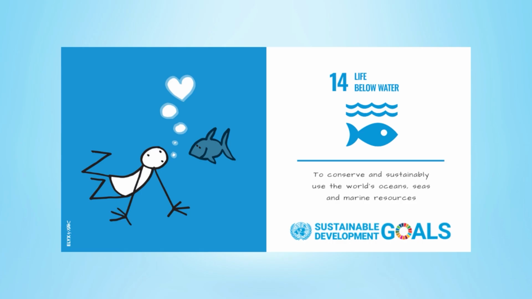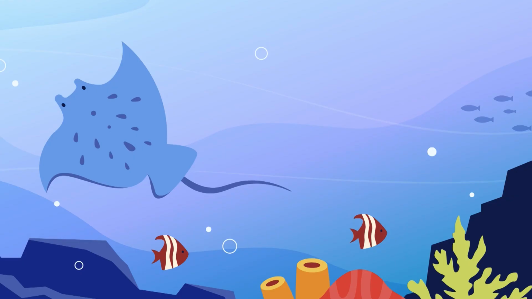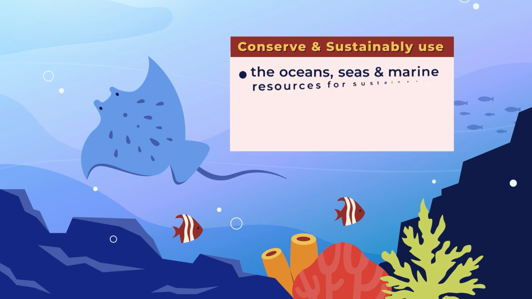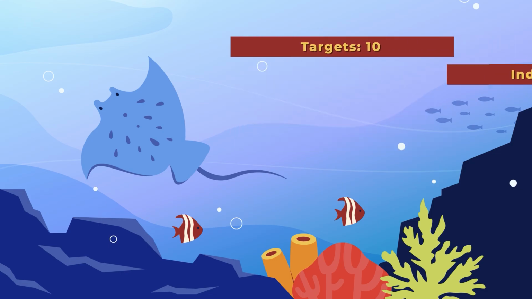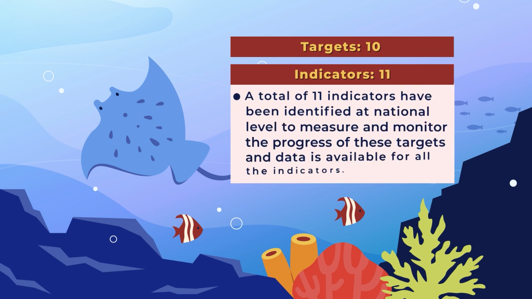As we know, the main aim of life below water is conserving the world's oceans, seas and marine resources, and at the same time, the sustainable use of those resources. It has 10 targets and 11 indicators, and at the national level in India also, we have identified a total of 11 indicators. We have all the data of all these indicators.